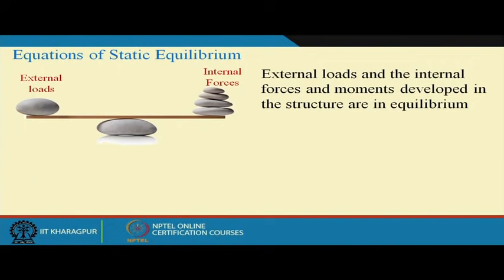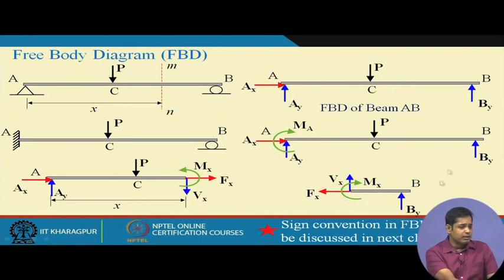Next, just now as I said, if you take the free body diagram in this case, this is the external load and this is the support reaction. In this case, this is the external load, and these are the support reactions and these are the internal forces. Now, in order to make this structure stable, what we need is, these are essentially reactions to this external force.